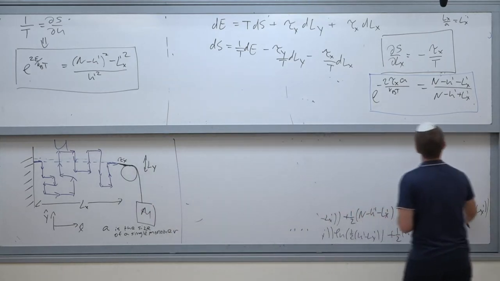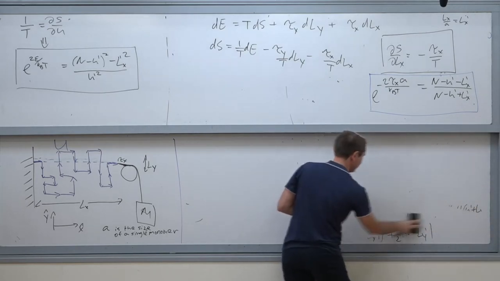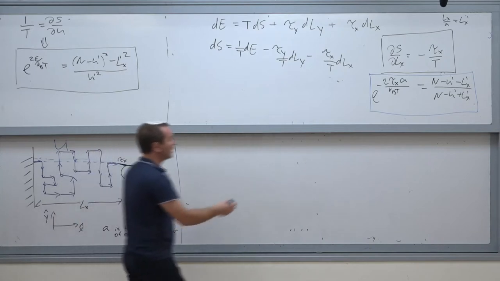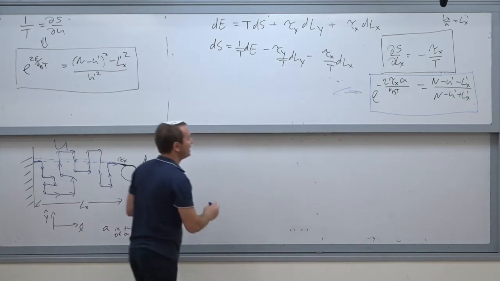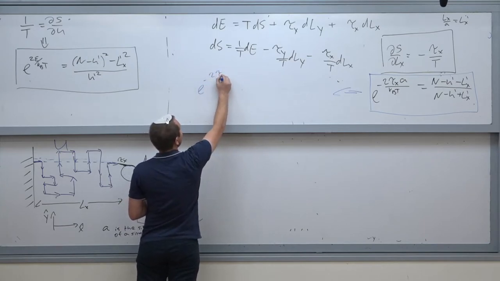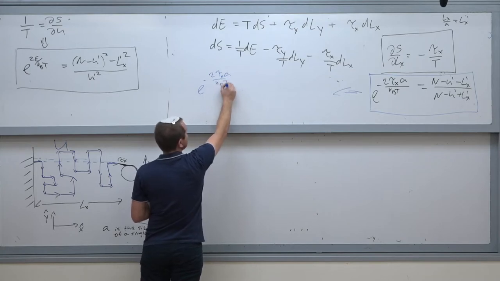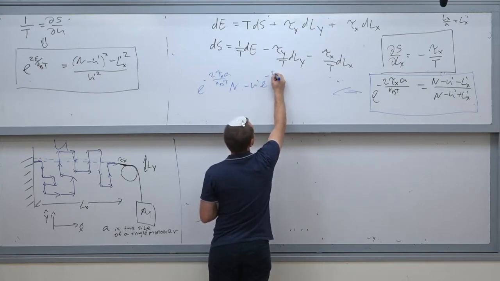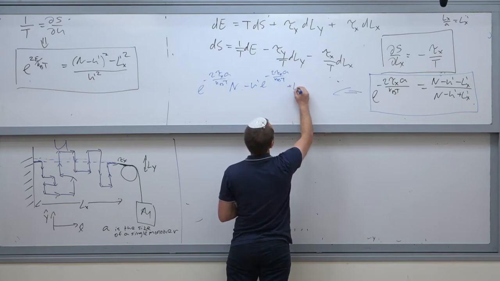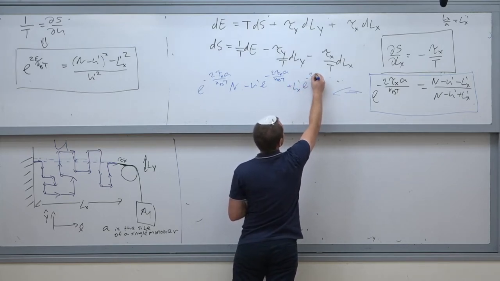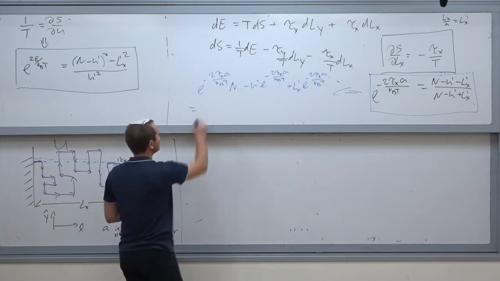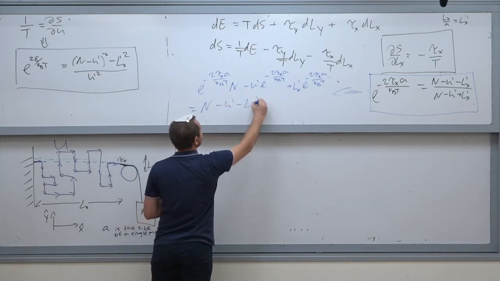Okay? I can basically say the following. From this equation, I obtain that e to the minus 2 tau x A divided by k Boltzmann T, multiplied by N minus U prime, multiplied by e to the power minus 2 tau x A divided by k Boltzmann T, plus Lx prime multiplied by e to the power minus 2 tau x A divided by k Boltzmann T, equals to what? It equals N minus U prime minus Lx prime. Okay.